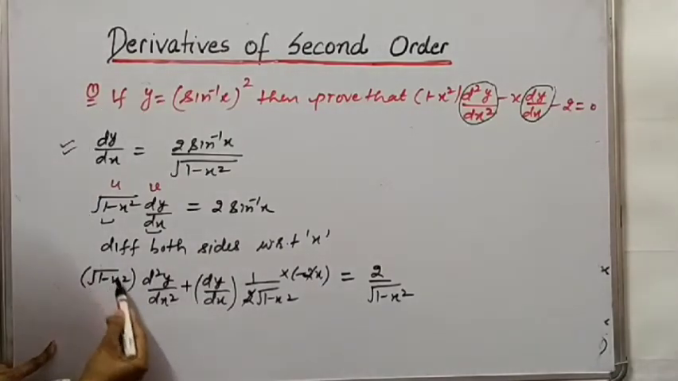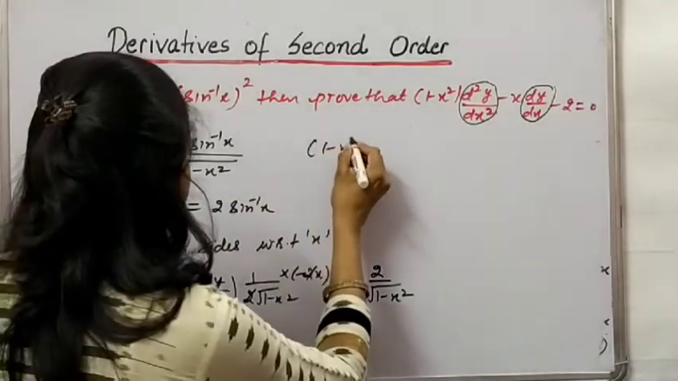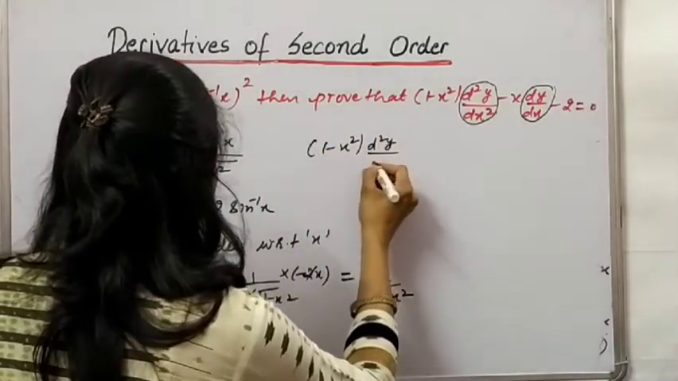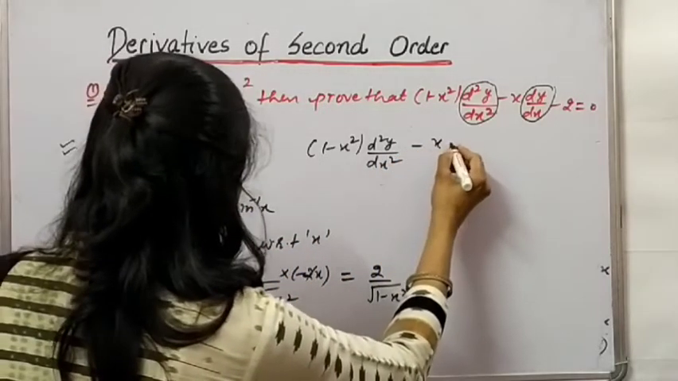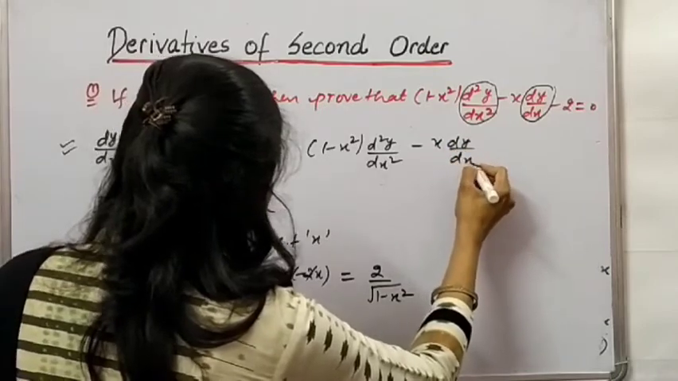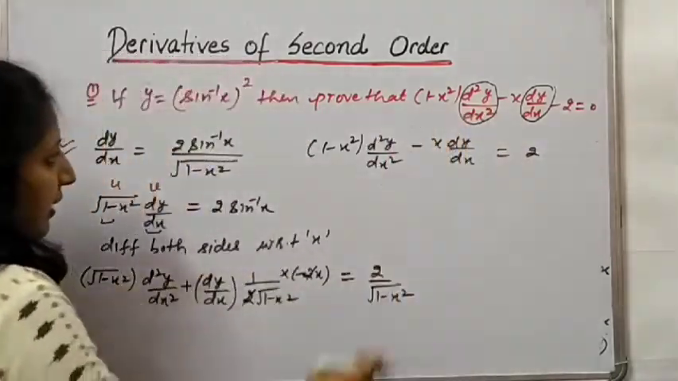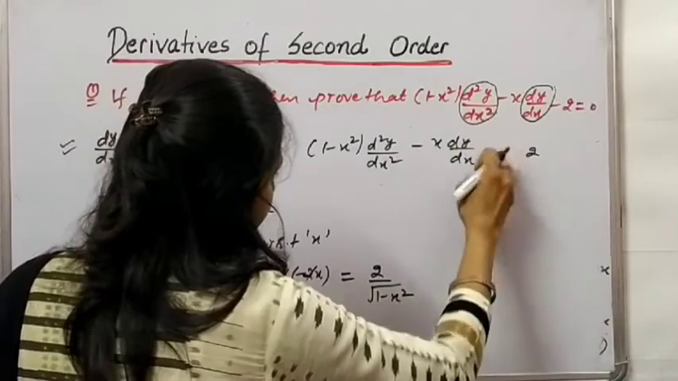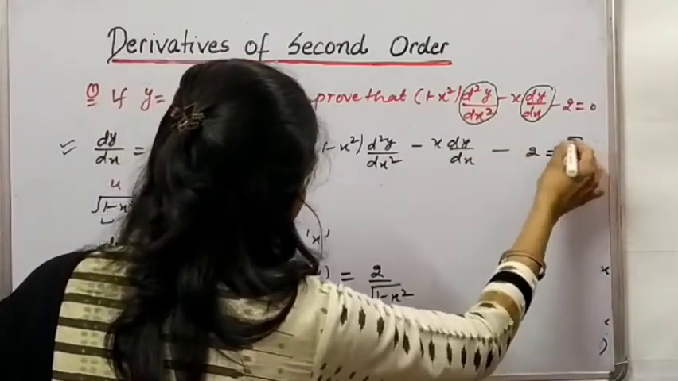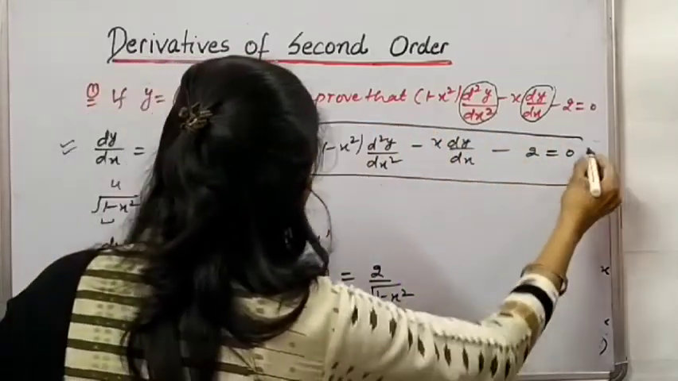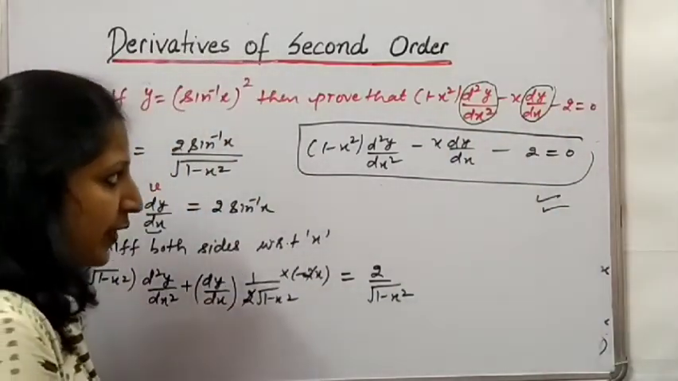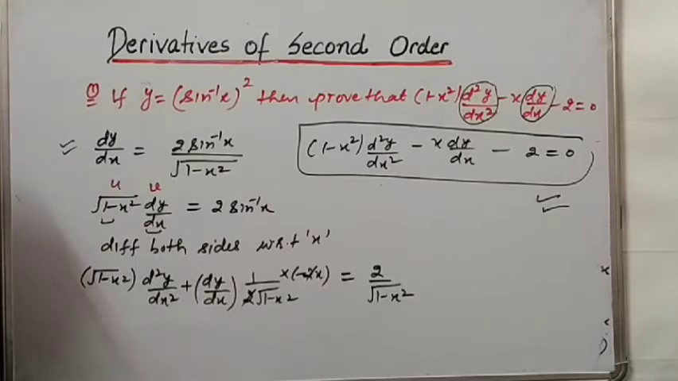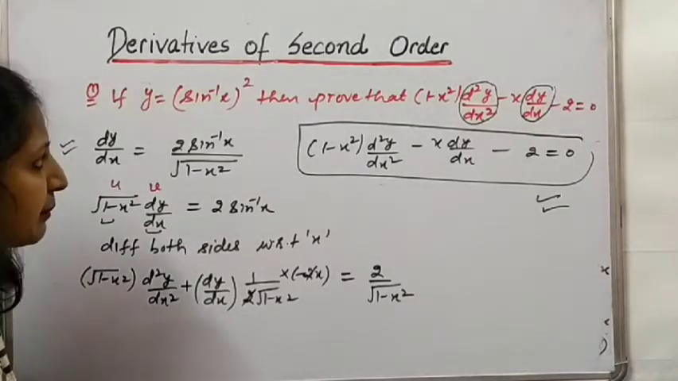So root 1 minus x square into root 1 minus x square will be 1 minus x square into d2y upon dx square, and after multiplication we will get minus x into dy by dx, and it will be 2. If we shift 2 to the left hand side, it will be minus 2, and this is our required result, that is 1 minus x square into d2y upon dx square minus x dy by dx minus 2 is equal to 0. So students, it's very simple, right?